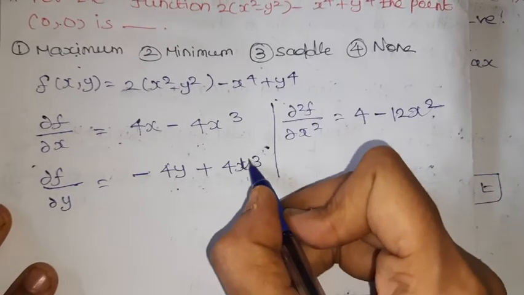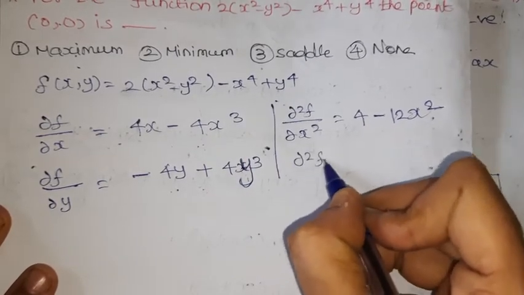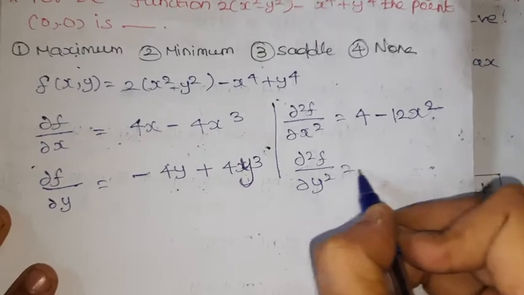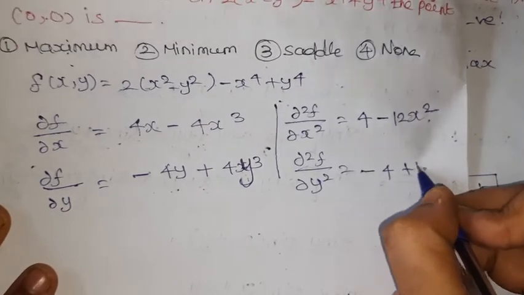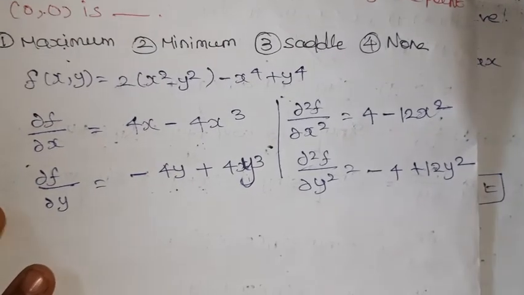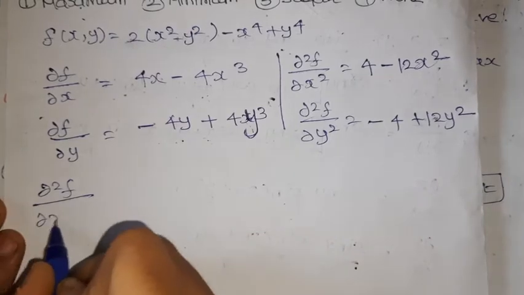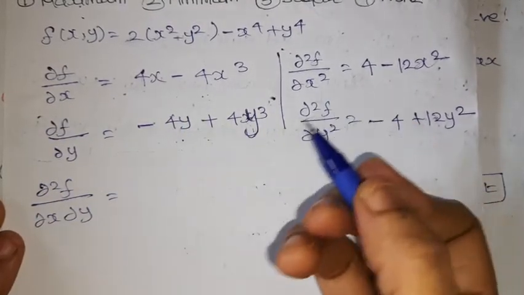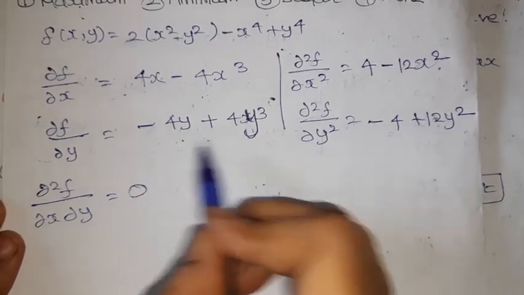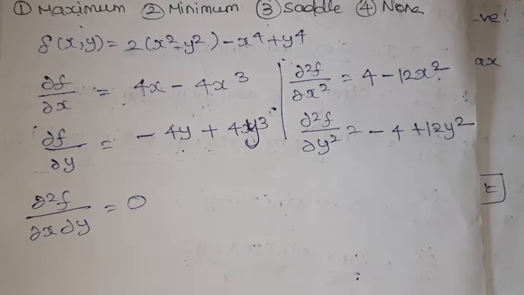This one is 4y cube, really sorry, this is 4y cube. Then ∂²f/∂y² is this one, minus 4 plus 12y squared. Then ∂²f/∂x∂y, which means differentiate this with respect to x. There is no term with respect to x, so obviously the differentiation is 0 only.